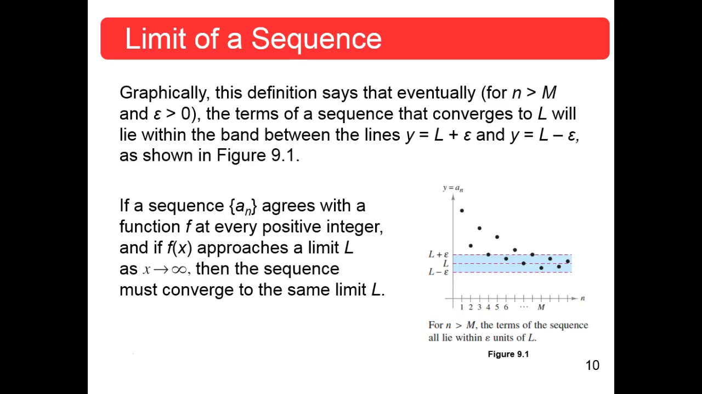Graphically, this definition says that for some n greater than M and epsilon greater than 0, the terms of a sequence that converges to L will lie within a band, where, again, epsilon is the difference. Here's your L. Here's L plus epsilon, L minus epsilon. You can get epsilon as small as you want, and it says that after a while, every point is guaranteed to be within the limit. It fails here, but that doesn't matter.